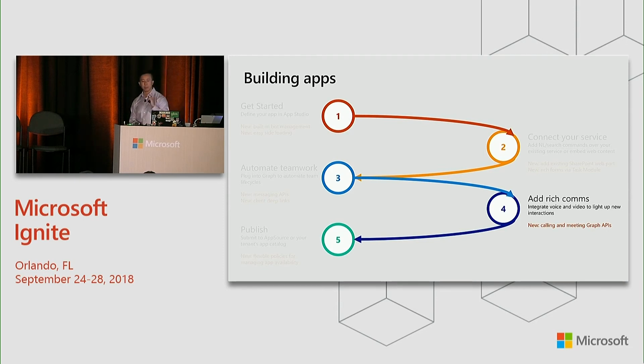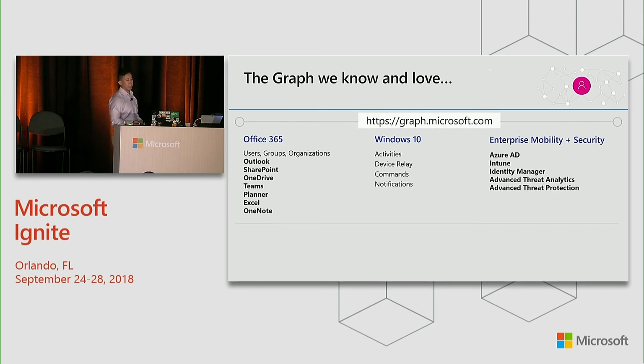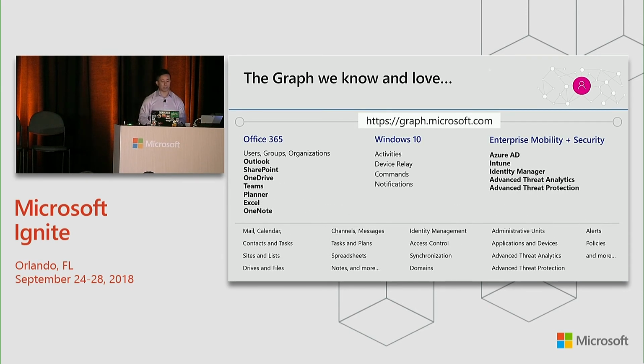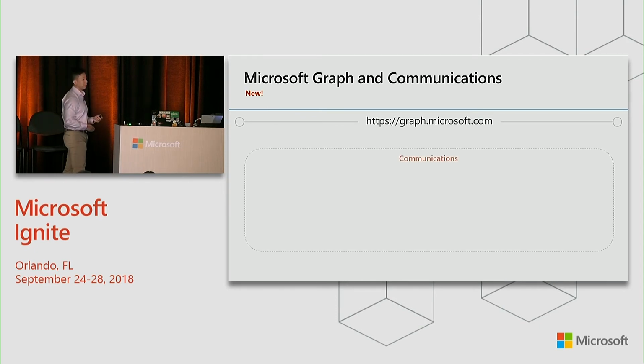The next step is around adding comms. I'm going to go through this fairly quickly because there is a session covering this in detail, and I cannot do it any kind of justice in 5 minutes. But really, the way to think about this is, under the Microsoft Graph, we are enabling a new set of endpoints to facilitate real-time communications, calling, meetings, voice, and video.